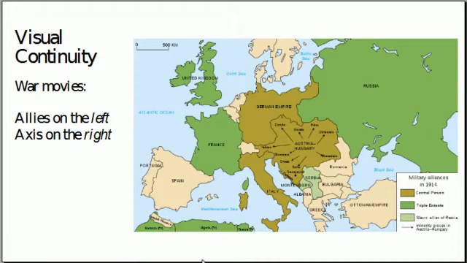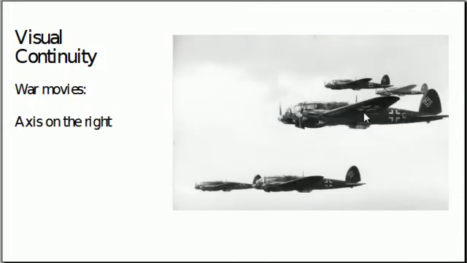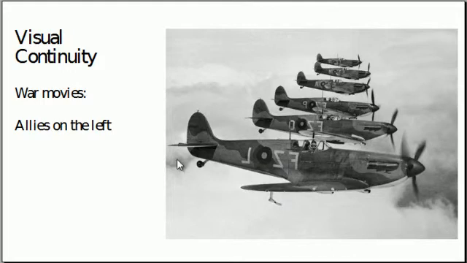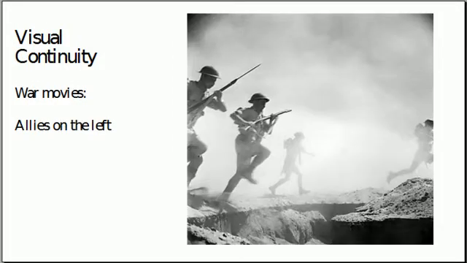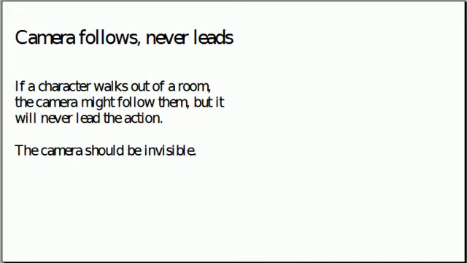If you watch old war movies, you'll see this. The Allies are usually on the left-hand side of the screen, and the Axis powers are usually shown on the right. So, for example, if the Germans are attacking, you're going to have German warplanes on the right-hand side. If the British are defending, you usually have British planes on the left-hand side. And this maintains a kind of geographical continuity. German stormtroopers on the right, British Tommies on the left. And you'll see it used all the time.